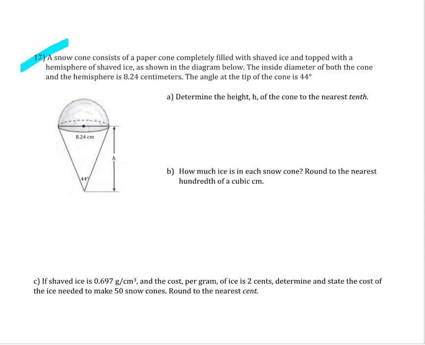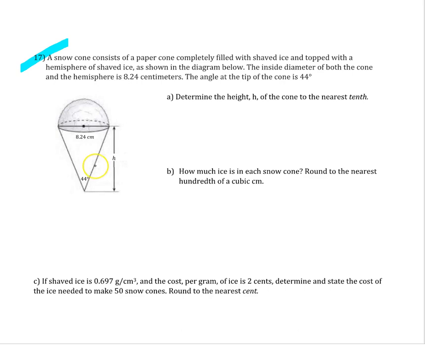All right, a snow cone consists of a paper cone completely filled with shaved ice and topped with a hemisphere of shaved ice, as shown in the diagram below. The inside diameter of both the cone and the hemisphere is 8.24 centimeters. The angle at the tip of the cone is 44 degrees. Determine the height h of the cone to the nearest tenth.